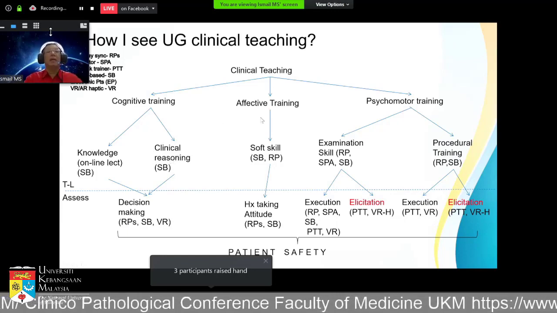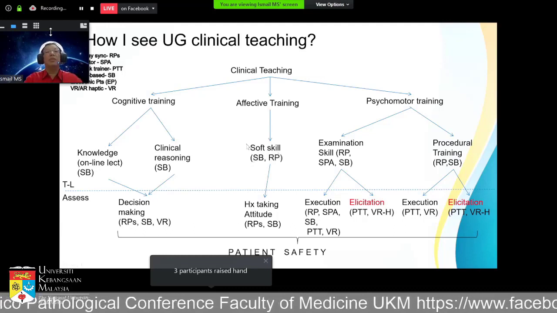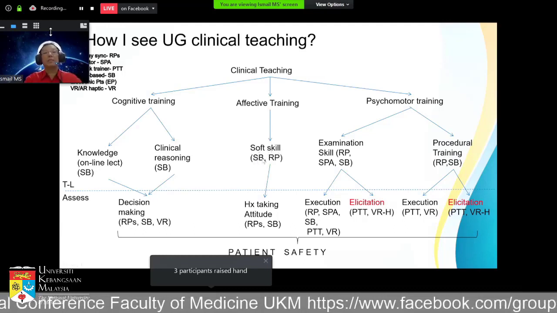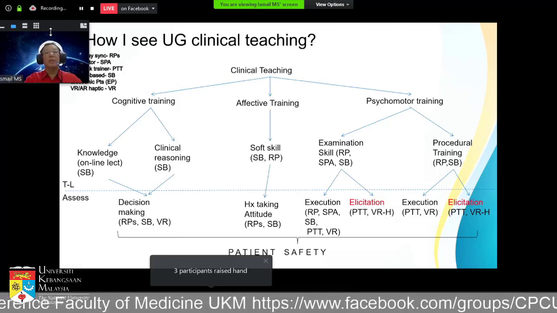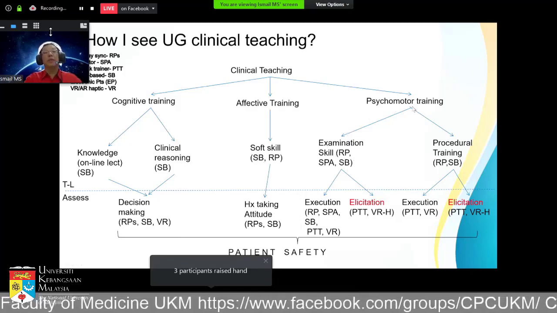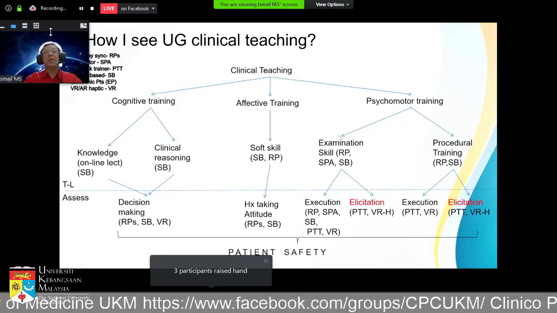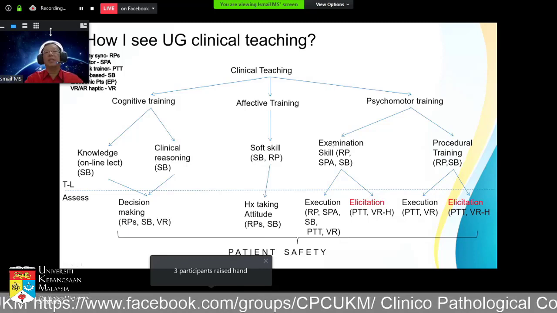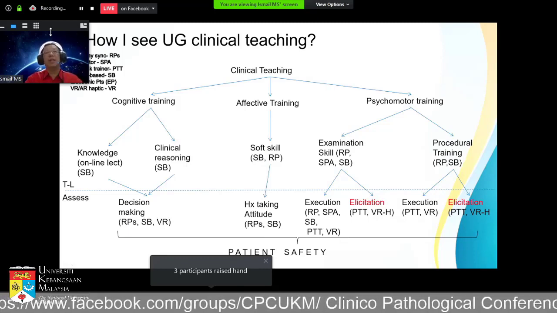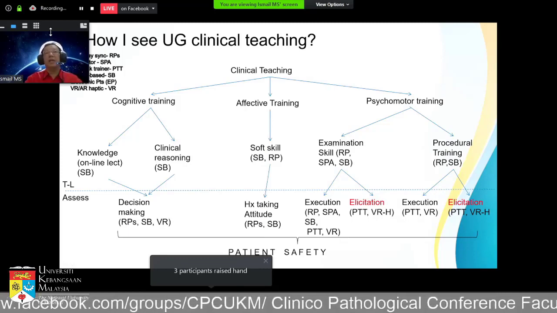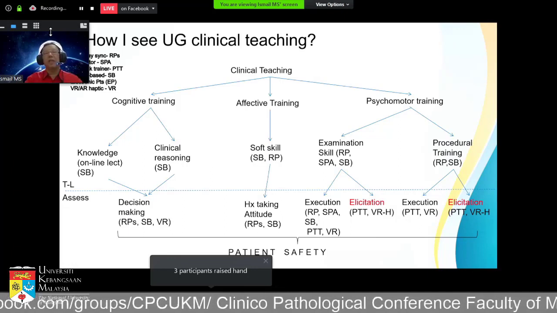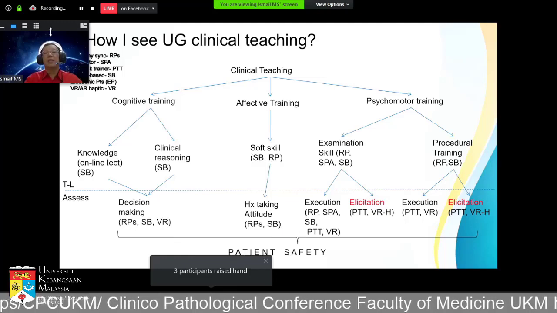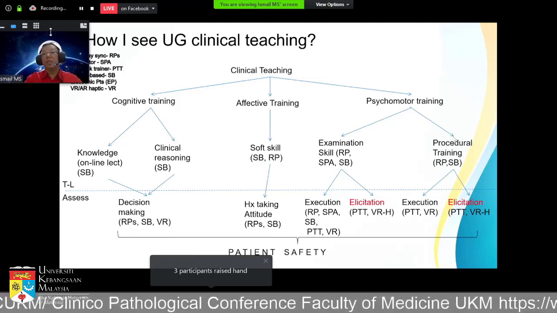Okay, for affective training, we want to teach them soft skills. Again, this can be done through screen-based or even role play. For psychomotor training, I divide it into two. One is how to teach them to do examination. When I say examination, I'm referring to physical examination: examination of the lung, the heart, the abdomen, the neck, and also the CNS or musculoskeletal, and also the procedural.